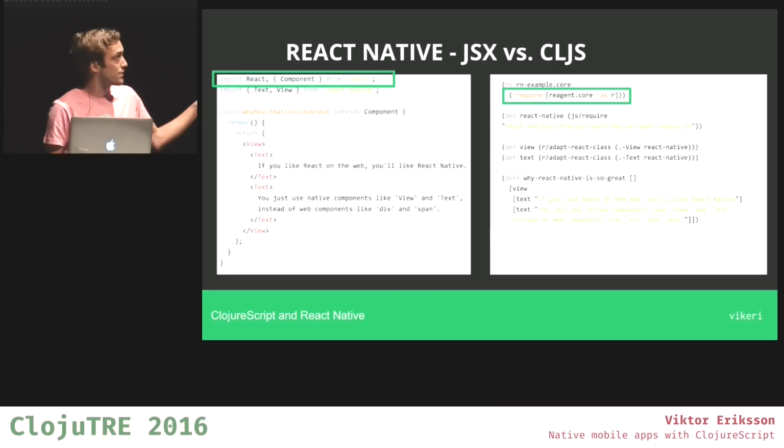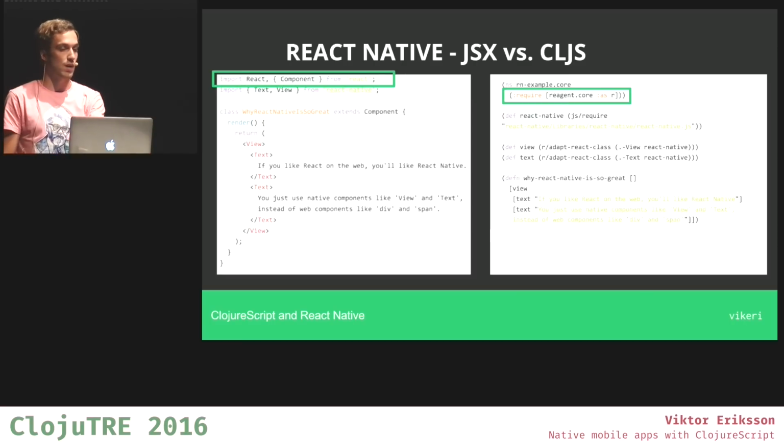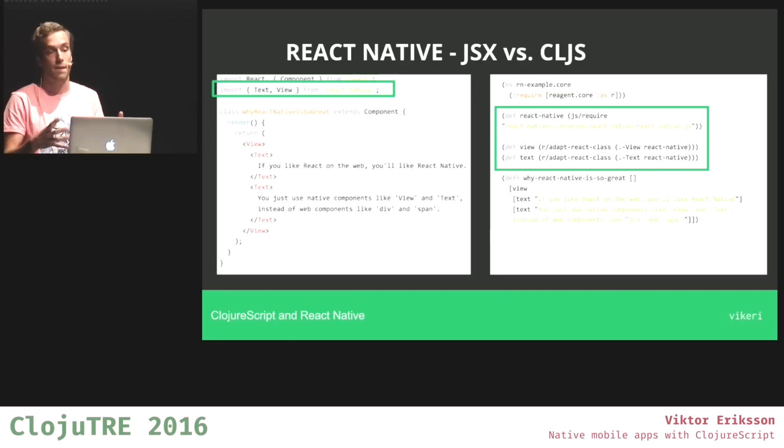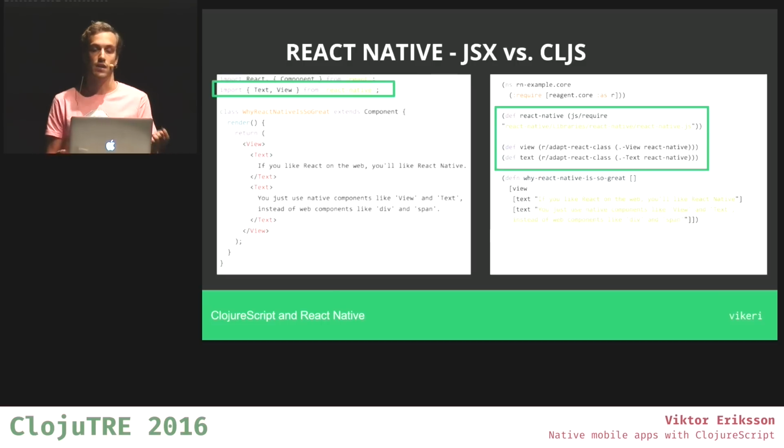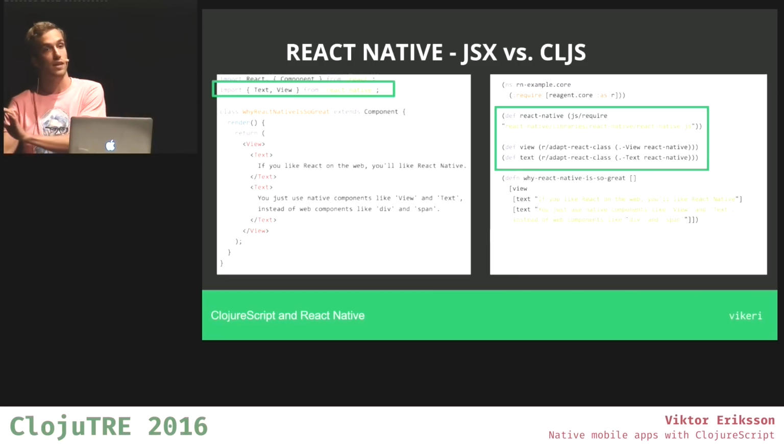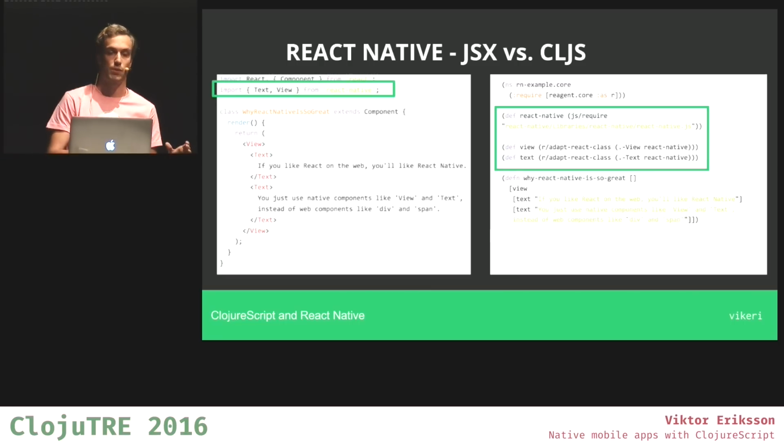Here on the left side you see vanilla React Native, and to the right you see ClojureScript. And in this example I will use Reagent. The first thing you do is you require React, or in ClojureScript that is handled by Reagent. The second thing that differs from normal web is that you require components from React Native. And in ClojureScript you have to require React Native, and then you also have to use a Reagent helper function that is called adapt-react-class that takes a React component and converts it to a Reagent component.